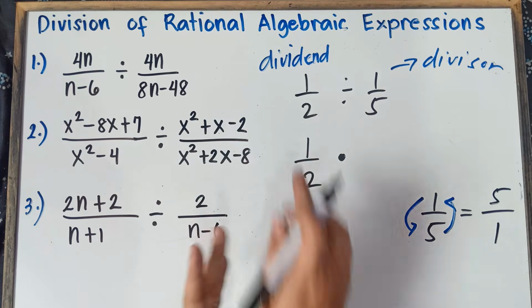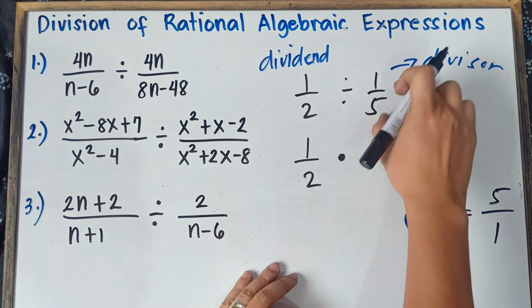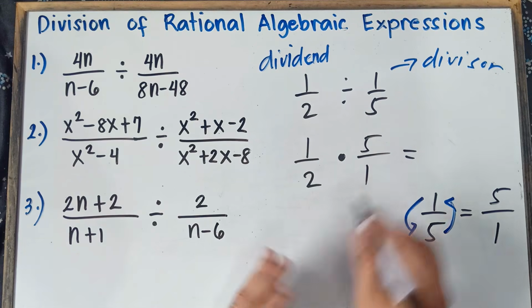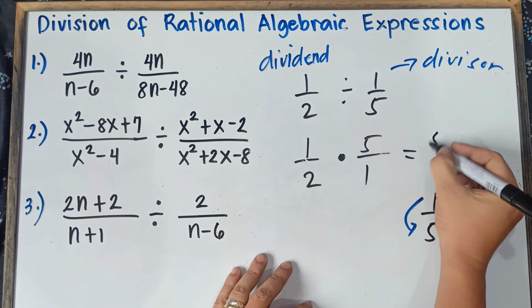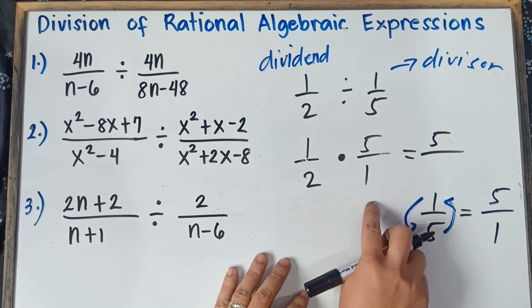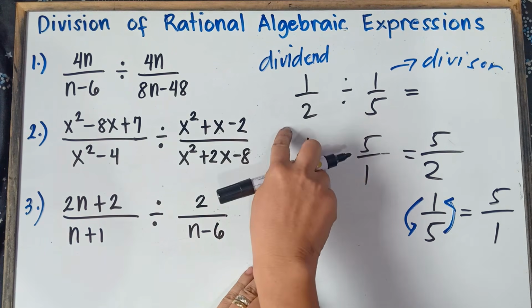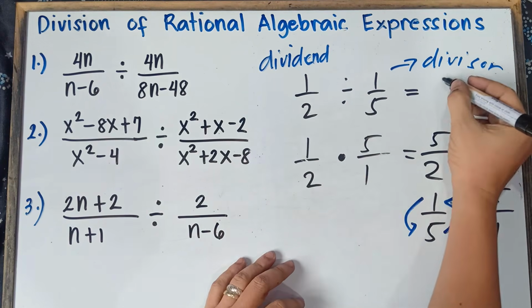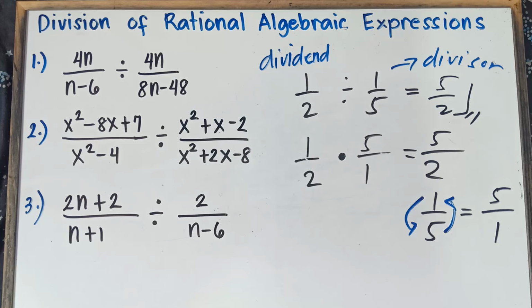So therefore, this will be 1 over 2. Instead of division, we proceed to multiplication. Get the reciprocal, this 1 over 5 will become 5 over 1. And then simply multiply the numerators, 1 times 5, that would be 5. Multiply the denominators, 2 times 1, that would be 2. That's the answer, class, if you're dividing 1/2 and 1 over 5. 1/2 divided by 1 over 5, the answer would be 5 over 2.